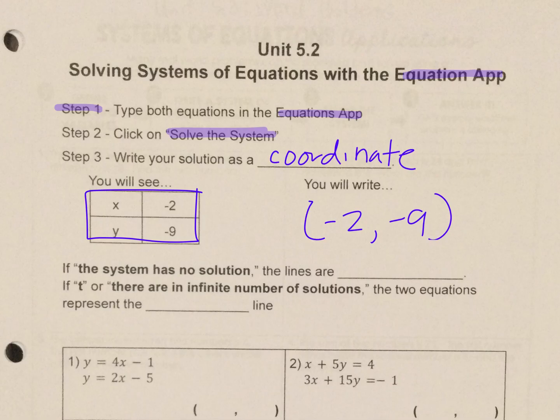If the system has no solution, your calculator will literally say, the system has no solution. This means that the lines are parallel because they never cross. If you see the words, there are an infinite number of solutions, or your calculator will literally say infinite, we know that the two equations represent the same exact line.